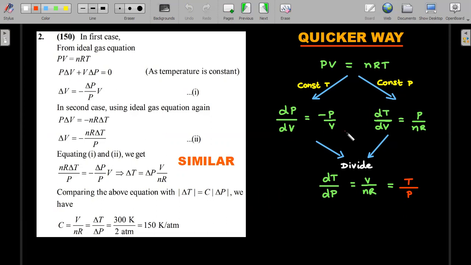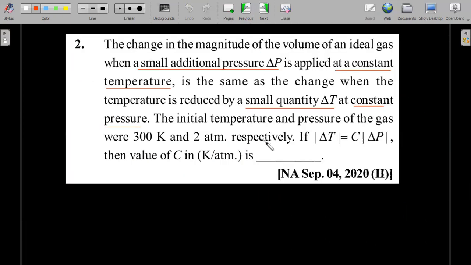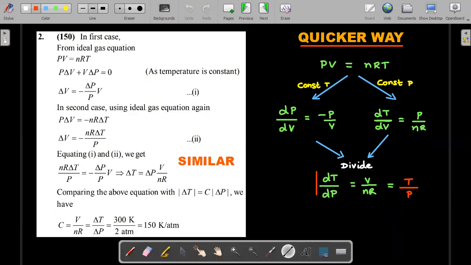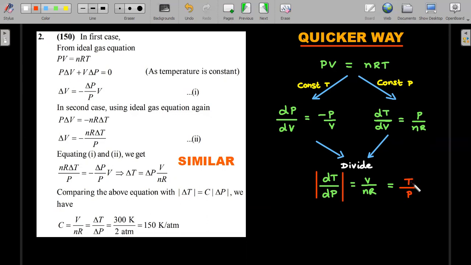So if you cancel the dV by dividing the LHS of this, the RHS comes out to be actually negative of V by nR. But since in the question, let's go back and check, he said the magnitude part, I have removed the minus sign from here because I'm looking at the mod of this. So the value of that comes out to be V by nR, which can be rearranged to write as T by P.